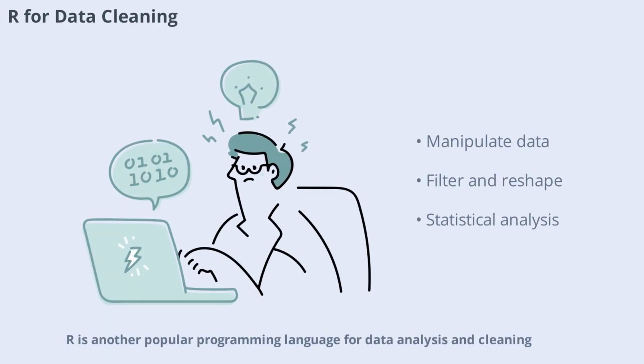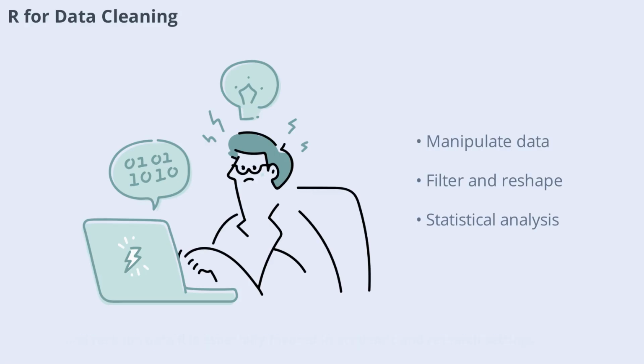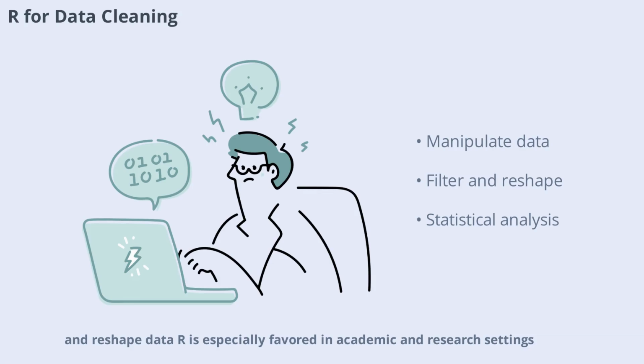pipeline. R is another popular programming language for data analysis and cleaning. With packages like dplyr and tidyr, R makes it easy to manipulate, filter, and reshape data. R is especially favored in academic and research settings where statistical analysis is a key focus.